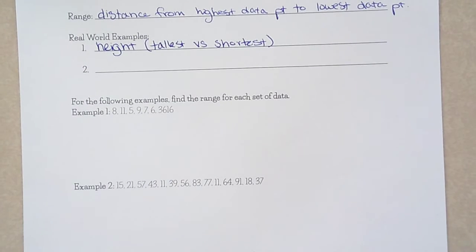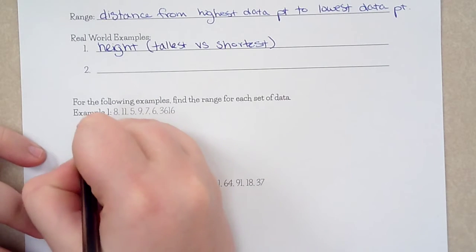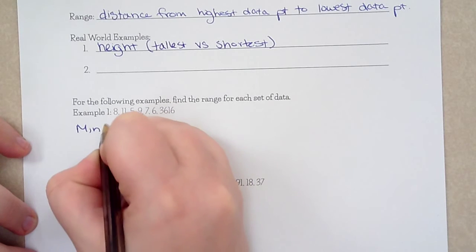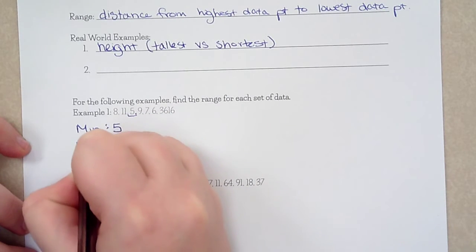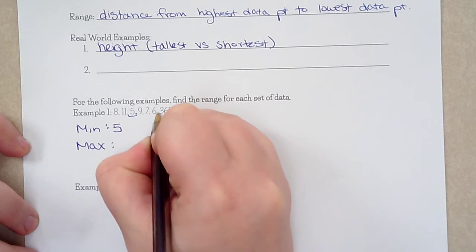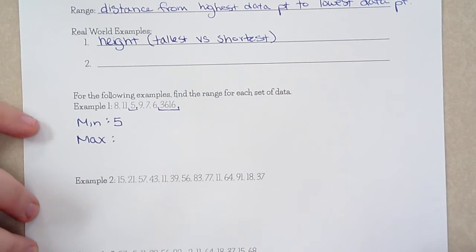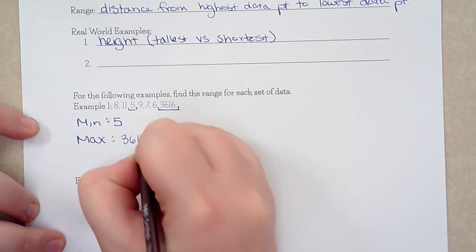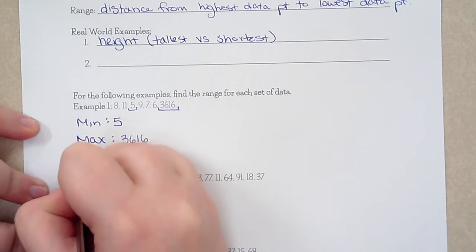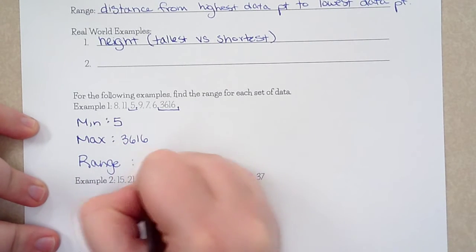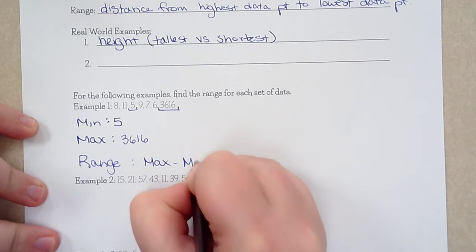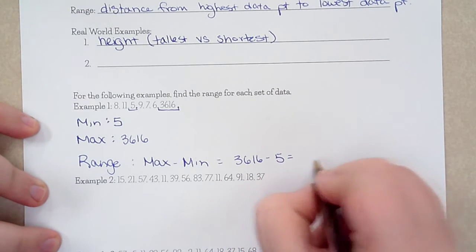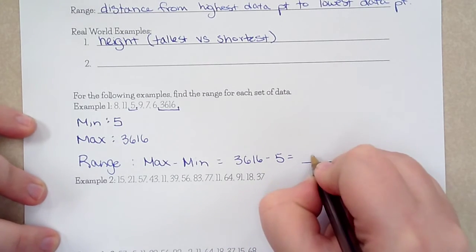And I'm also going to find the max and the min while I'm at it, because that can be useful information. So the minimum score here, when I look across, I see is about 5. I then look and see that the max, no, this is not a typo. I don't really know what data set this would work for, but the max would be 3616. The range then is always going to be found by doing the max minus the min, or in this case, 3616 minus 5.